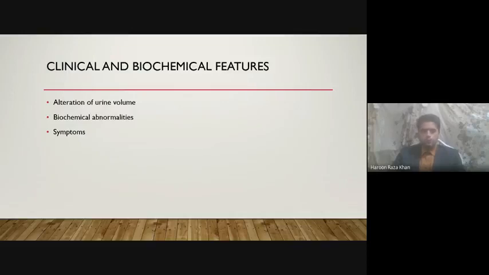Now we will talk about the biochemical abnormalities or changes. These, for example, are hyperkalemia, metabolic acidosis, hyponatremia, hypocalcemia, etc.